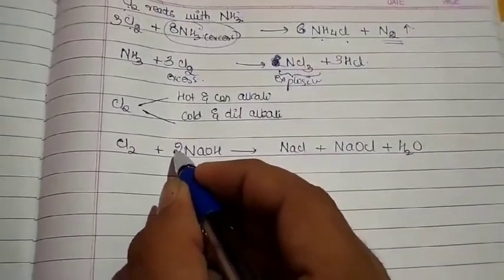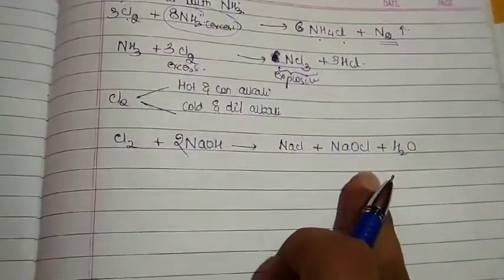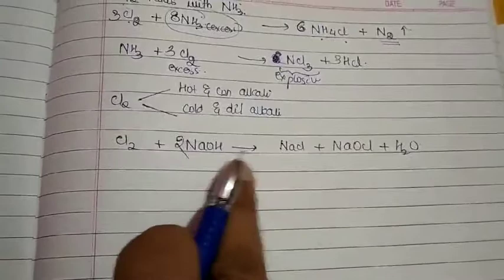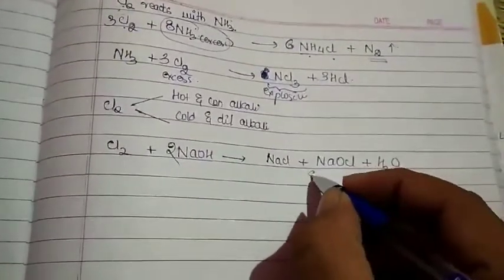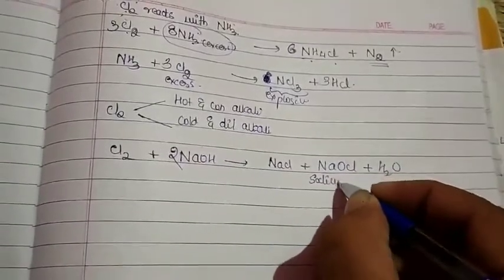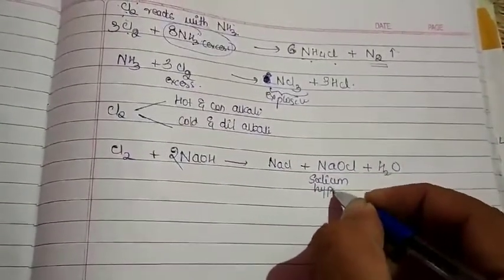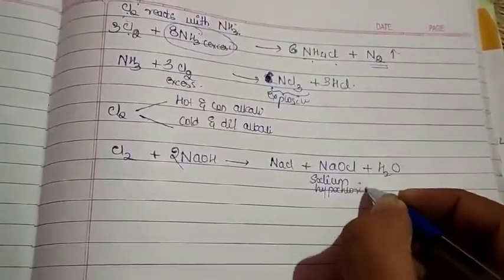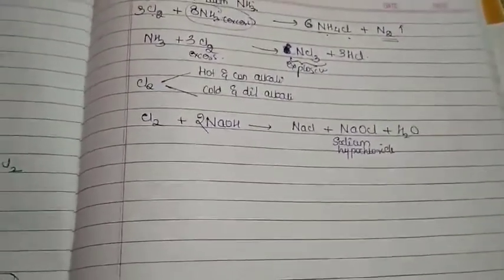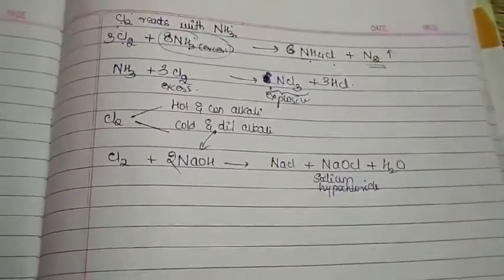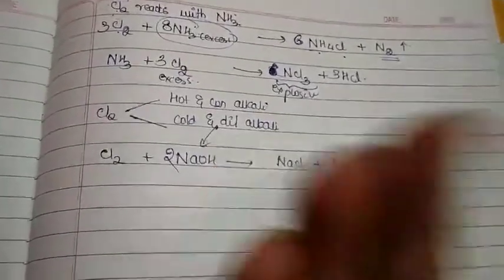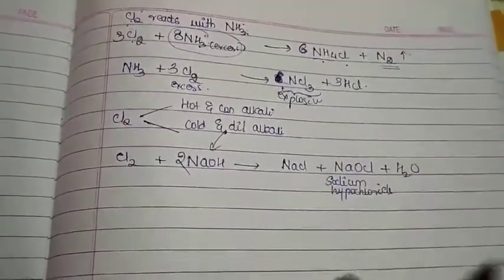So here comes your 2 NaOH. Everything else is balanced: NaCl, Cl, 2 oxygens, yes, balanced. Basically this is called sodium hypochlorite. When you treat chlorine with cold and dilute alkali, this is the case. Alkali means base, the base we have used here is NaOH.